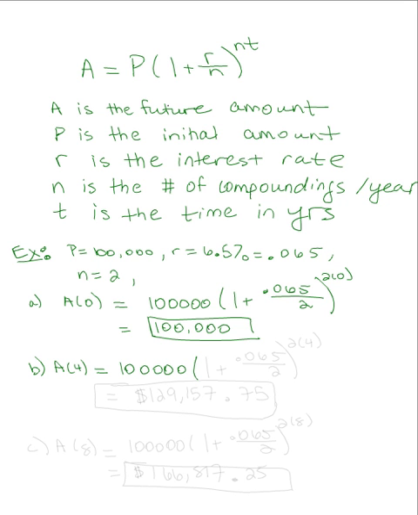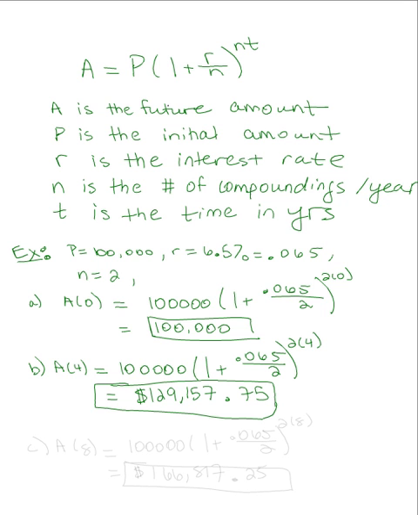But now we'll do the same thing for 4 years. Plug the numbers in: 1 plus 0.065 over 2, to the 2 times 4. And if you plug this into a calculator, you'll see that you end up with about $129,000. The exact answer is $129,157.75. And that's only after 4 years, assuming a 6.5% interest rate.